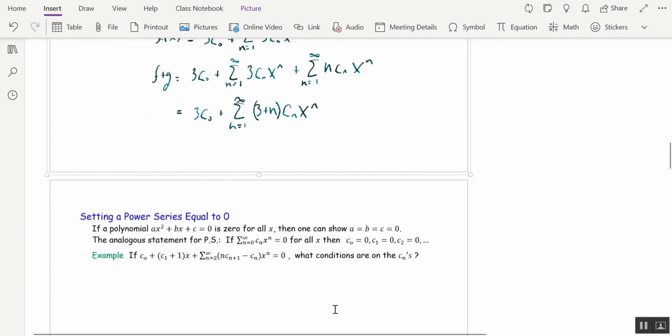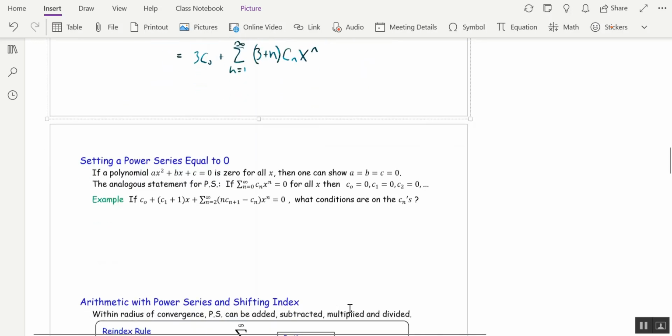Now, we won't need this until later in section 8.2 and in section 8.3 when we actually start solving differential equations. The statement that if a polynomial is 0 for all x, all the coefficients have to be 0 generalizes to power series. So if you have a power series that's equal to 0 for all x, then all of the coefficients have to be 0. And so here's an example of how you would apply that.